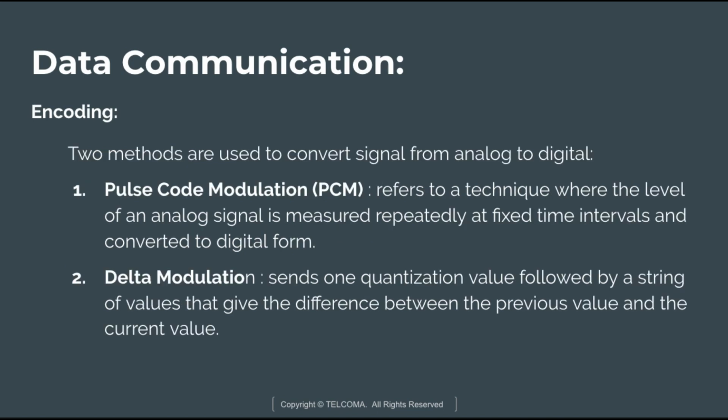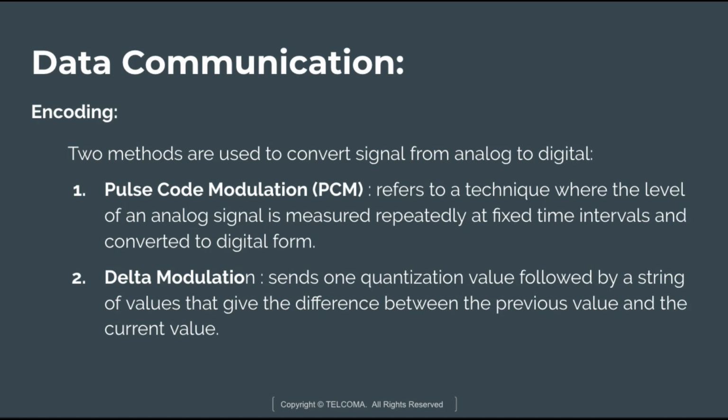Next, the encoding. The two methods used to convert signal from analog to digital and digital to analog are pulse code modulation and delta modulation. In pulse code modulation, that is PCM, it refers to a technique where the level of an analog signal is measured repeatedly at fixed time intervals and converted to the digital form. And in delta modulation, it sends one quantization value followed by a string of values that give the difference between the previous value and the current value.